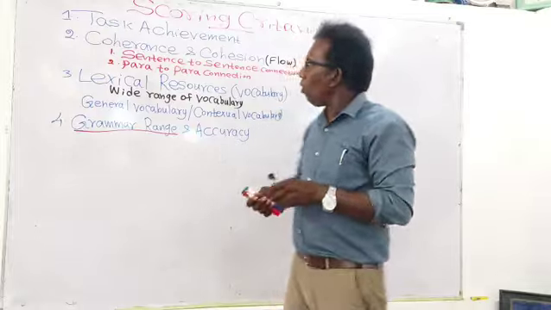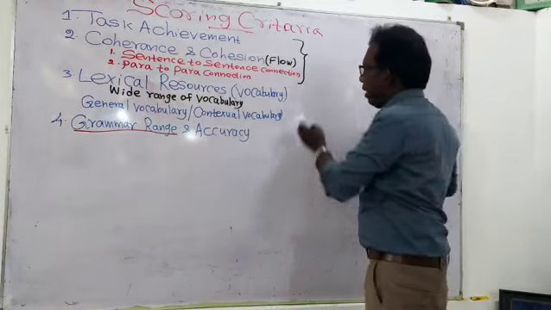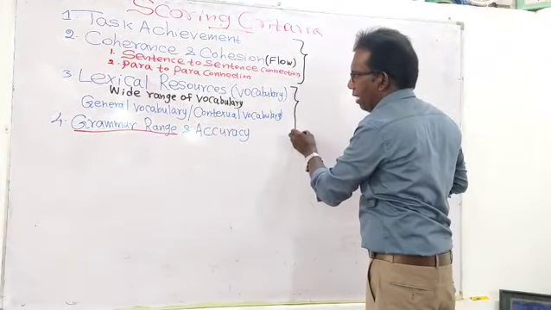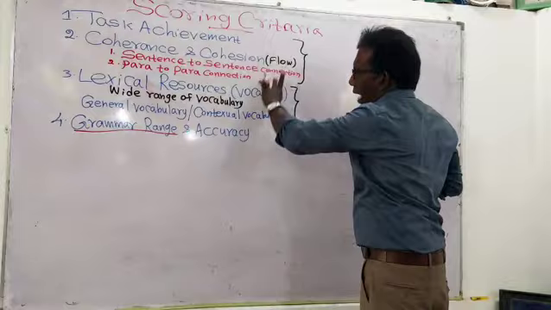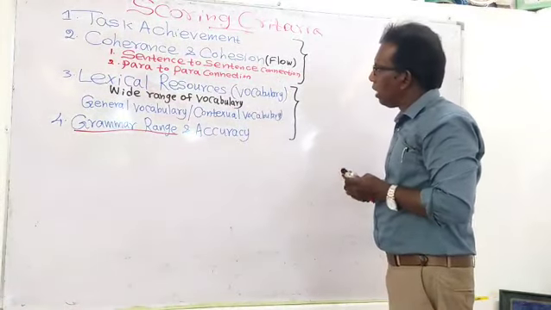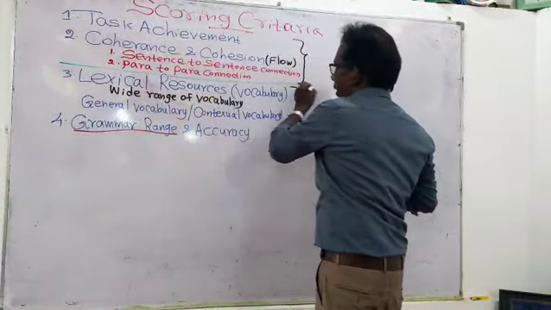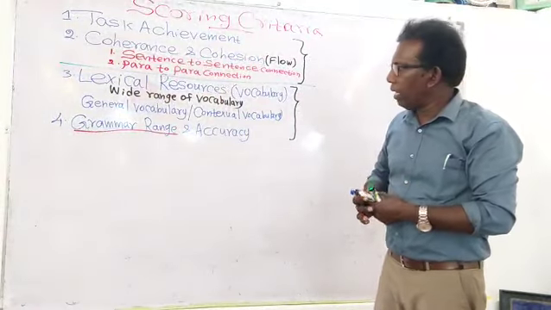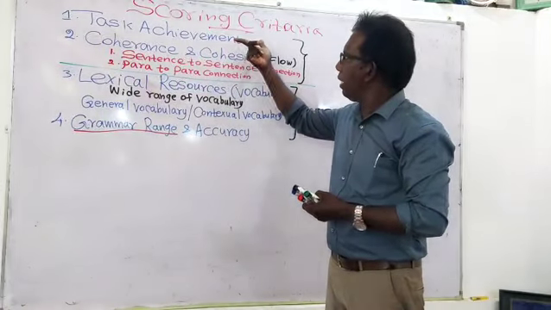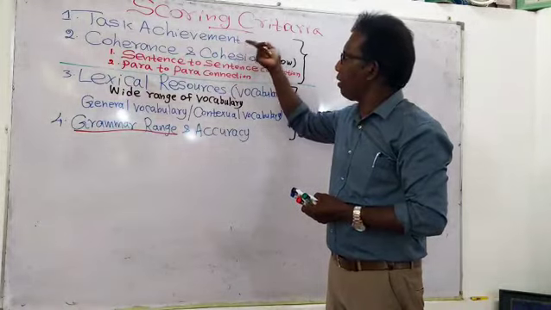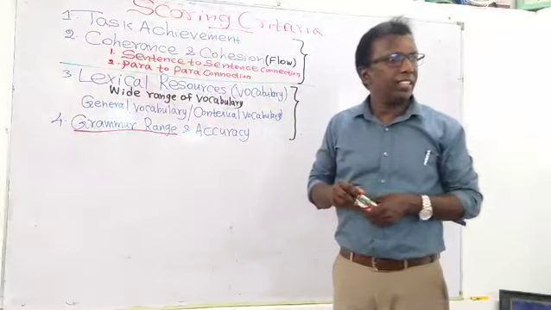Clear? Now, by looking at these first two criteria, task achievement and coherence and cohesion, then the second two criteria, lexical resources and grammar range and accuracy. By looking at the first and second criteria, and the third and fourth criteria, can you see a very clear difference? Can you see any difference? These two criteria are vocabulary and grammar. Task achievement is task and flow. By looking at these two and these two, can you see any difference?